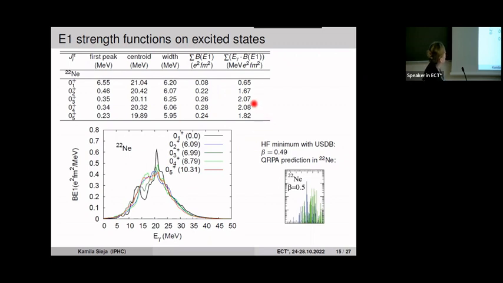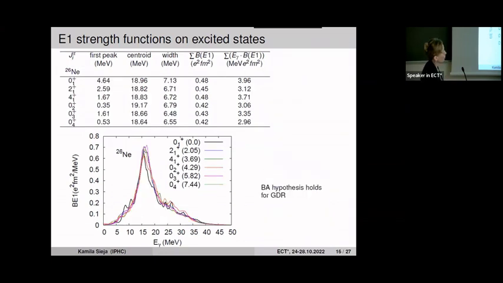And this comes from the simple fact that when you go high in excitations, you have more excited states. You don't have this large gap in the spectra of the nucleus. So your first peak energy will go down when you go higher up in energy. So this is the simple result of that.